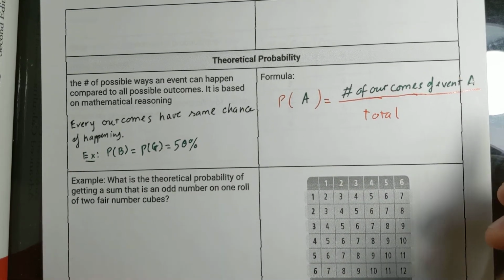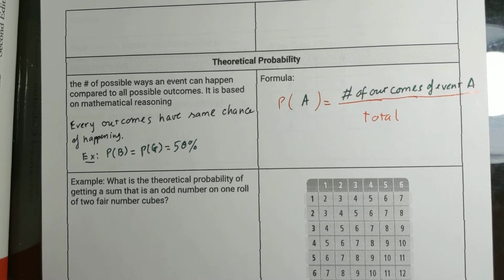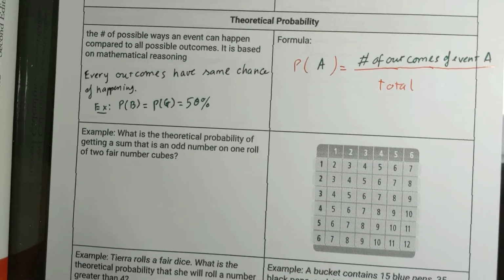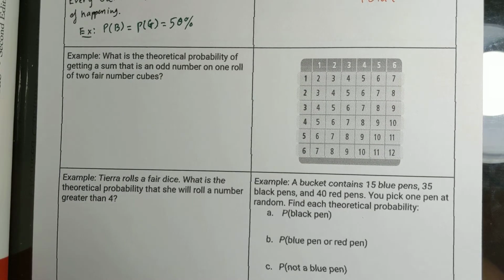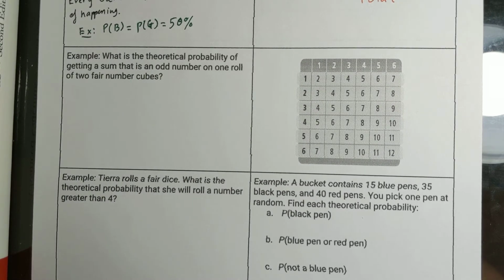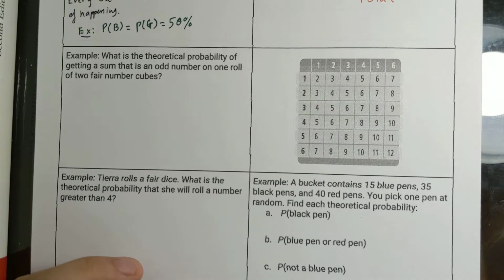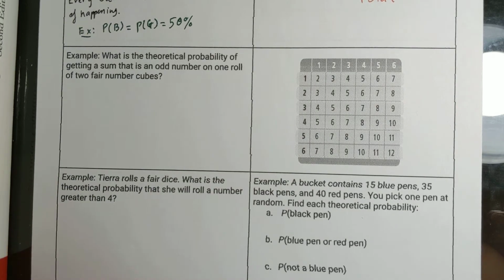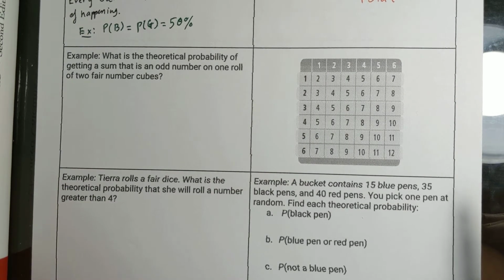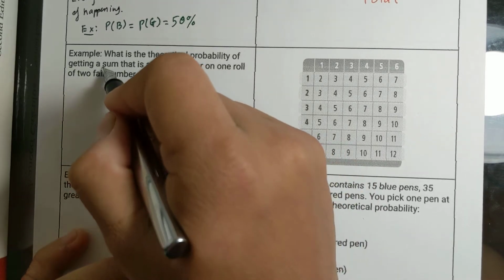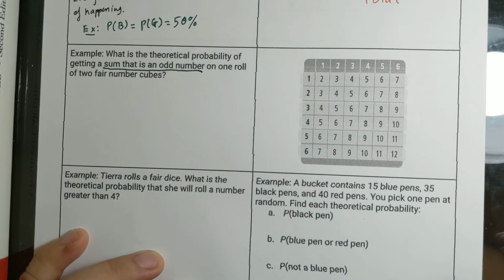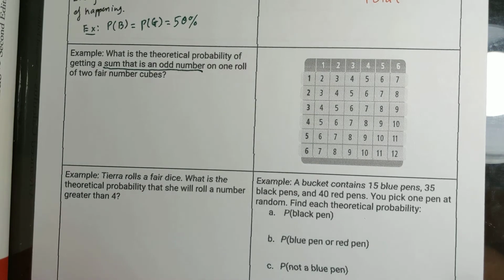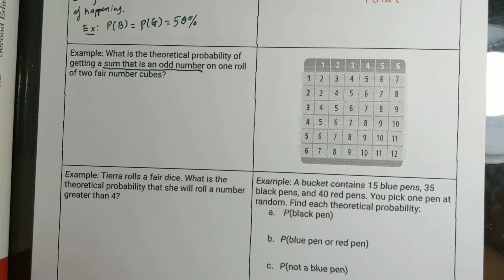This has the same formula. Nothing new. So for the quick example here, which is a really popular example, you will see this. I love this thing because people can't picture two dice. So what is the theoretical probability of getting a sum that is an odd number on one roll of two fair number cubes?